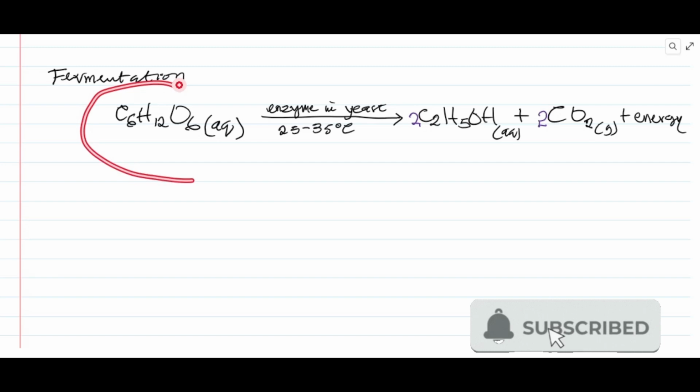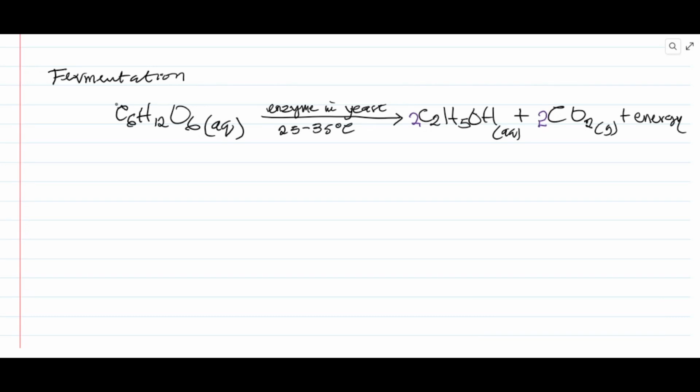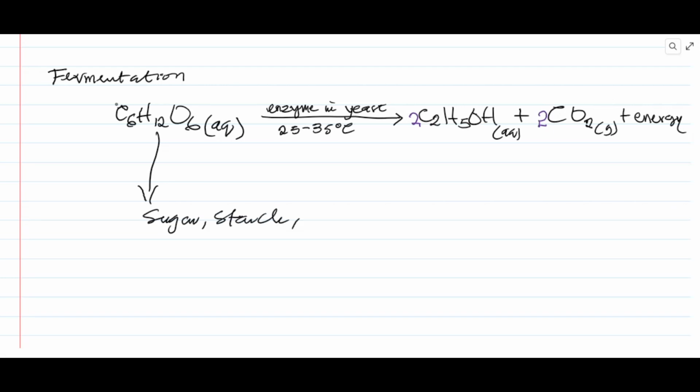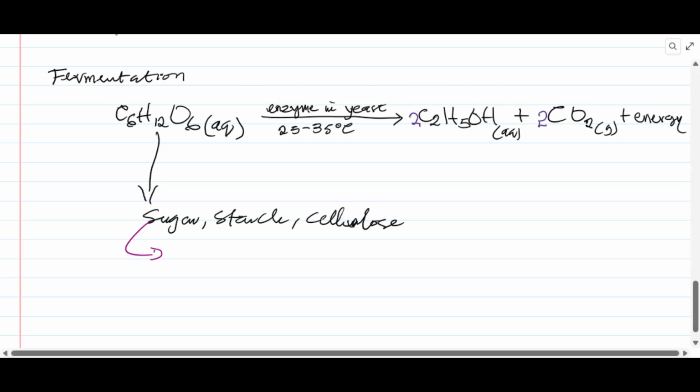The glucose is our material that we use to start the reaction. So how do we get glucose? We can get glucose from anything that contains sugar or starch or any substance that contains cellulose. I want you to think of a material that contains sugar. What should come to your mind is sugar cane. So ethanol can be made from sugar cane. It can be made from date fruit. It can be made from corn.